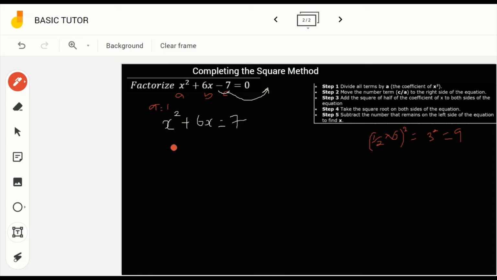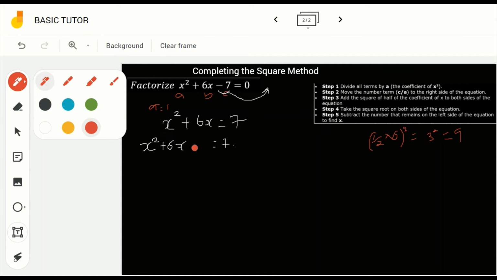So I'll add it to both sides, so therefore it becomes x squared plus 6x plus 9 equal to 7 plus 9. What I did here in step 3 is add the square of half of the coefficient of x to both sides of the equation. That was 9, so I add 9 to both sides of the equation. If you don't mind, I can change the color. Okay, so let's use red, so plus 9 and plus 9.